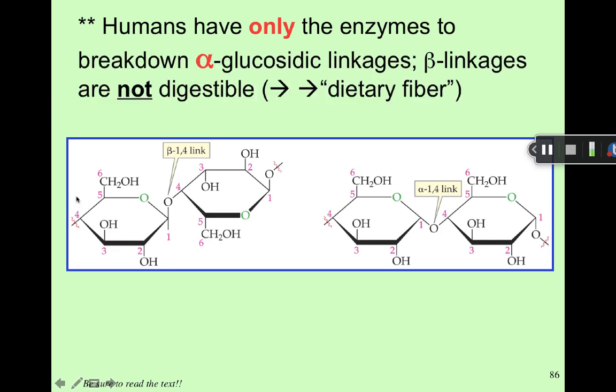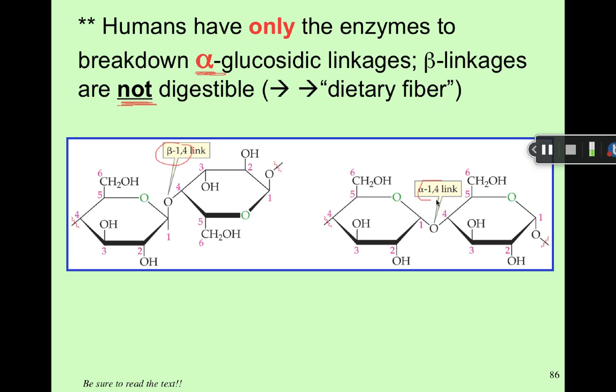Okay, and so cellulose is hydrolyzed by enzymes that humans do not have. We do not have an enzyme for beta linkages. We only have the enzymes for alpha glucosides. And so the beta linkage of cellulose makes it undigestible. Consequently, it's what we call dietary fiber. It simply slides on through the digestive tract and exits at the opposite end, not having been digested or broken down in any significant way. So if you have a beta-1,4 link, it's not digestible.